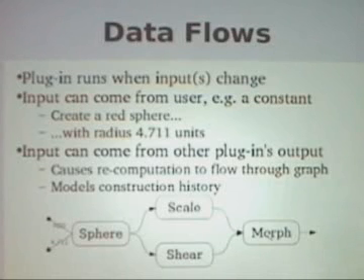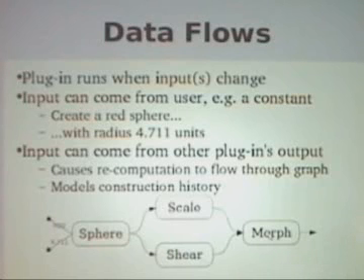Yeah, it's really straightforward. If you have a graph like this, it starts out with a sphere. You have simple scalar inputs to the sphere plugin, like a color and a radius. And the code in here creates the geometry and passes it out to the other plugins. Maybe a scale, maybe a shear. And then they can pass it forward to a morph, and it goes on and on.